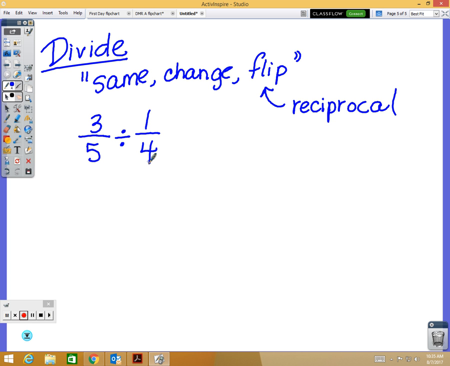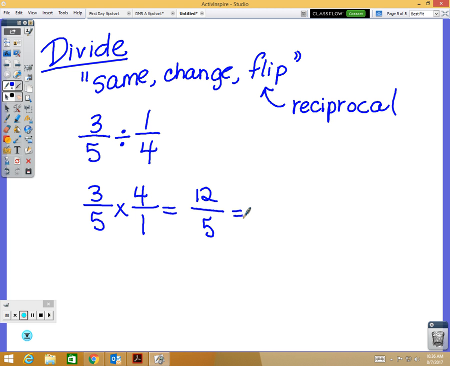Sarah, you want to tell me what the problem is when you rewrite it? Perfect. 3/5 times 4/1. All right, so we're looking to see, can we cross reduce? 3 and 1? No. 4 and 5? No. So we're going to go ahead and multiply straight across. 3 times 4. 5 times 1.